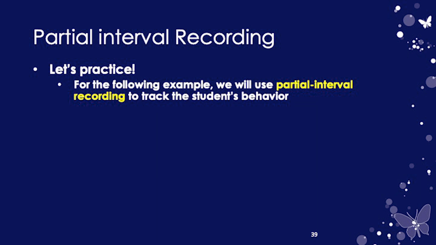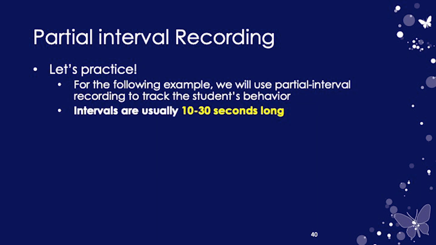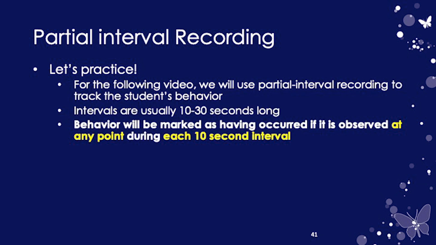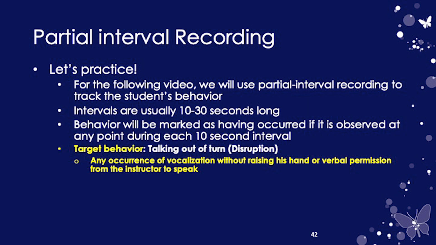It's time to practice what you have learned. For the following example, we will use partial interval recording to track the student's behavior. As a reminder, intervals are usually 10 to 30 seconds long. For this example, behavior will be marked as having occurred if it is observed at any point during each 10-second interval. The target behavior that you'll be looking for is talking out of turn, which is a disruption. In this example, talking out of turn can be observed as any occurrence of vocalization without raising his hand, or verbal permission from the instructor to speak. Let's go practice recording the client's behavior.